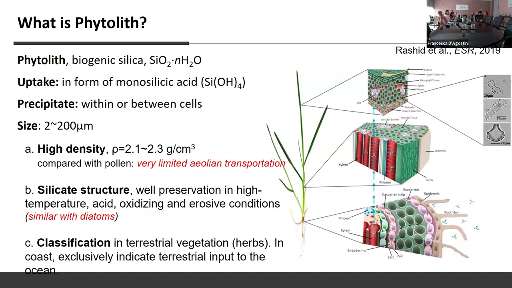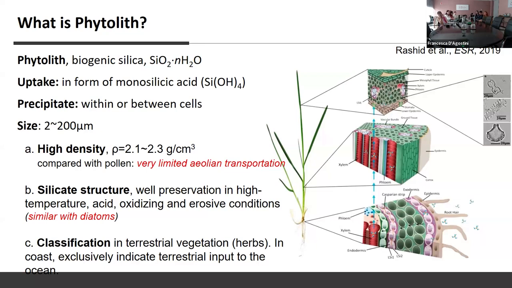So they represent the shapes of the plant cells. Because they are very small, we always need a microscope to count and observe them. Compared to pollen, phytoliths have a different coverage. Of course, they have a very high density compared to pollen, so they won't be blown everywhere. They have very limited transportation. And they have a silicate structure, which means they are resistant to high temperature, acid and oxidation conditions, so they can preserve well.